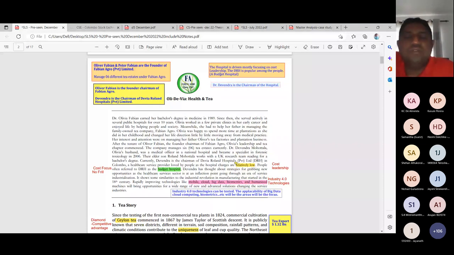Olivia worked in a few private clinics in her early career. In addition to working in a government hospital, she has worked in some private clinics also, similar to what other doctors do in their early career, and enjoys life by helping people and society. So this is a very important point. Why am I saying this is an important point?